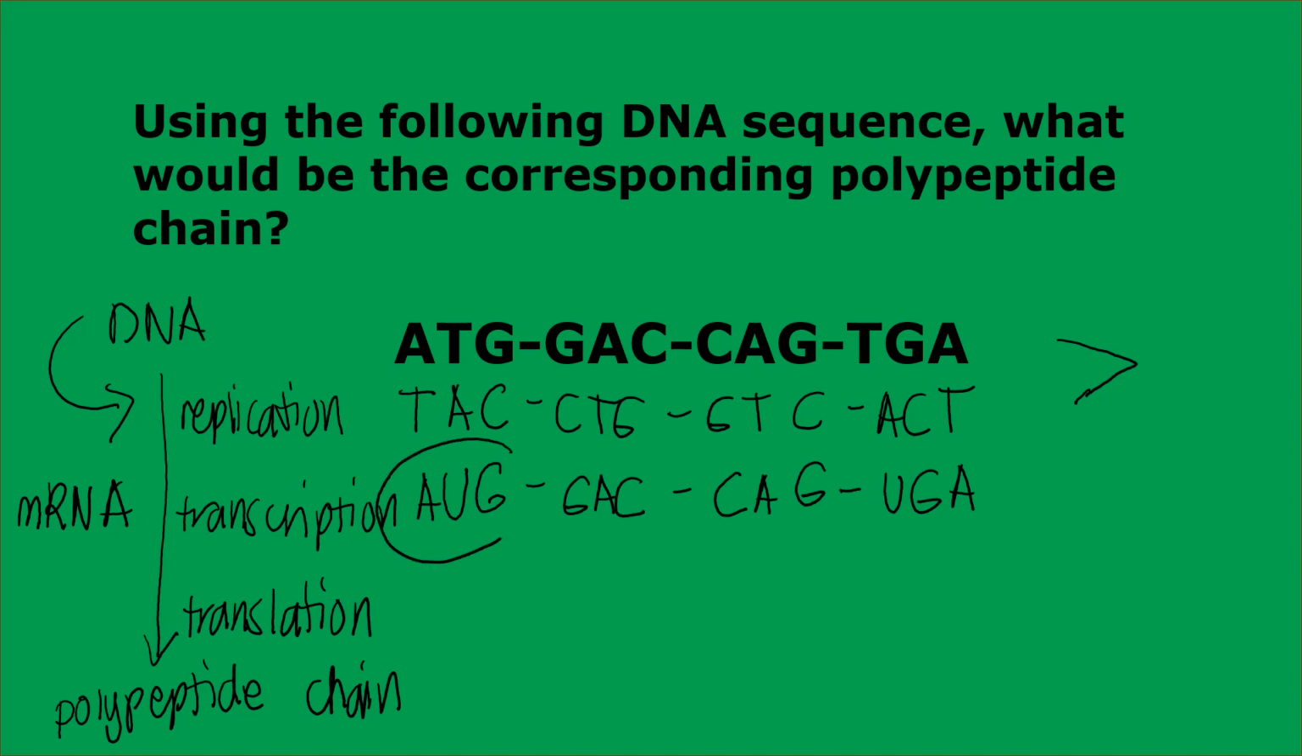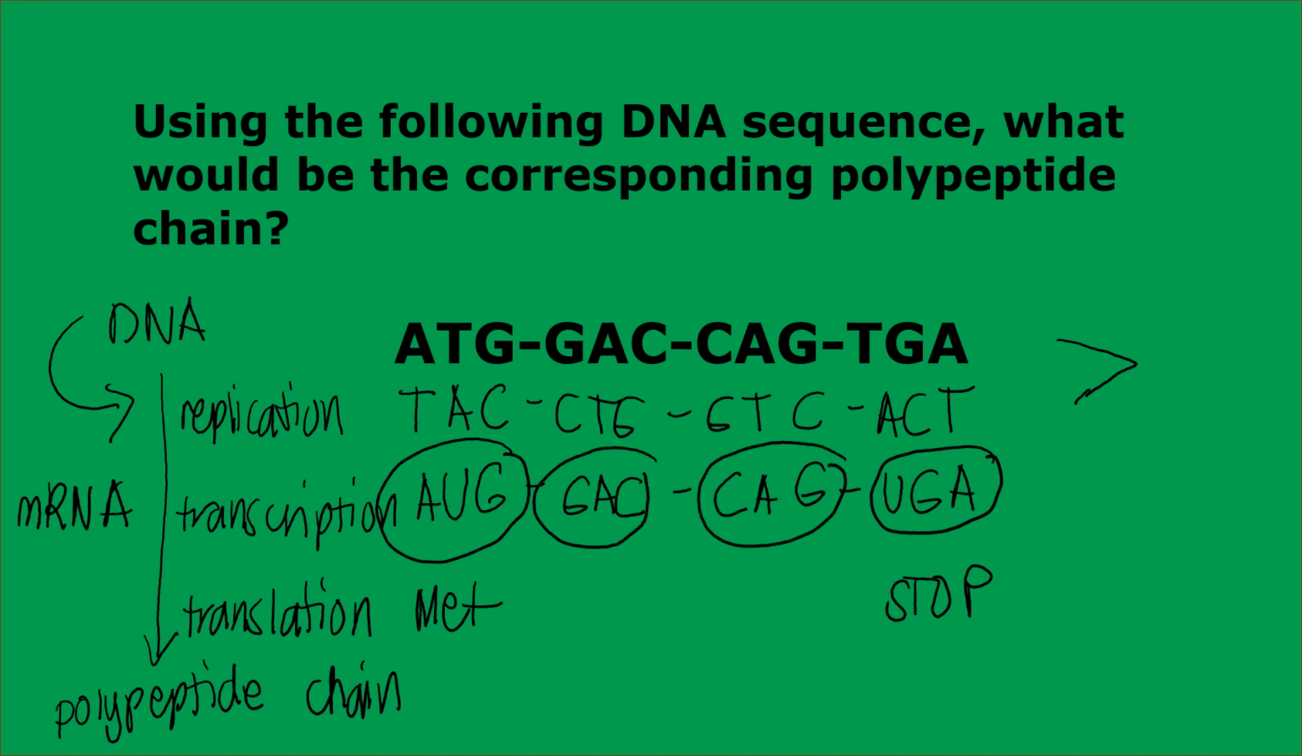So AUG is methionine, UGA is your stop codon, and GCCAG, we saw that a while ago. We can check that in our genetic code. This is aspartic acid and your glutamine. So that's it. You have your replication, transcription, and translation. See you in our next video.